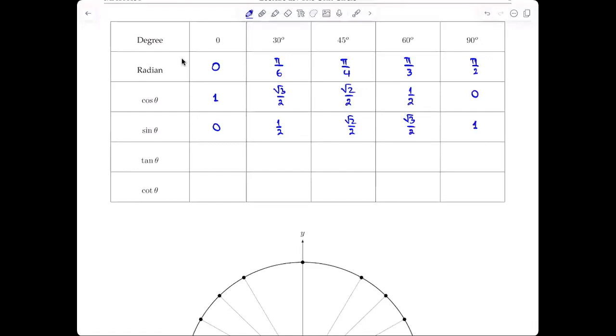Now, tangent of theta is a trigonometric ratio, right? So sine over cosine. So in this case, you do 0 over 1, you get 0. You do 1/2 over root 3 over 2, you're going to get 1 over root 3 or root 3 over 3. So this is 0. This is root 3 over 3. This is 1. This is root 3. And this is undefined. Because again, the reason is that you do the ratio of sine over cosine, so 1 over 0. You can't divide by 0. So that is undefined.